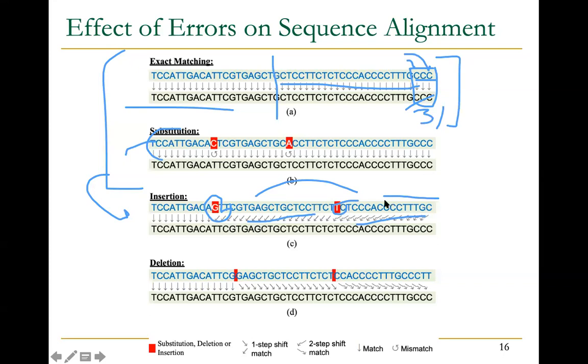So for example, you can see the ACC is already shifted by 2 steps over here, right? That is because we have 2 insertions. The exact same thing for deletion, as you can observe over here.